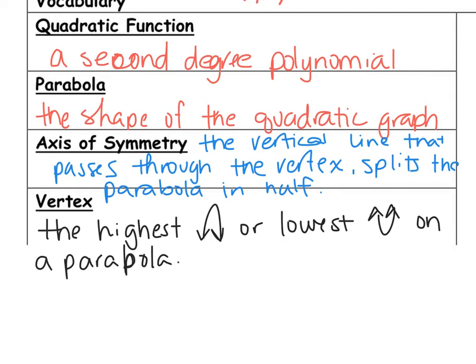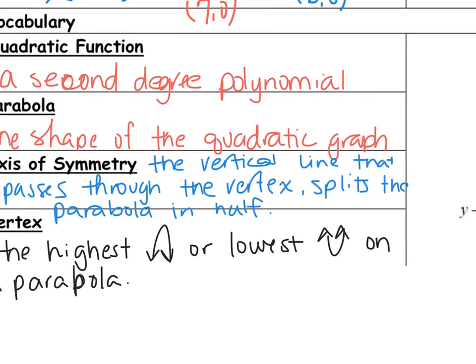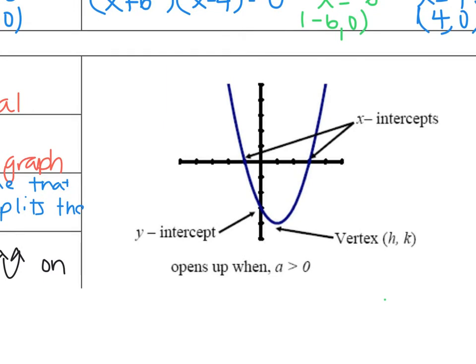Okay, so let's go back over to this diagram again. Here is our vertex, and we're going to use the variables h and k for our vertex, and you'll see why when we do our next set of notes. The parabola opens up when the coefficient of a is positive, and it will open downward when the coefficient of a is negative, because that gives us a reflection over the x-axis. Our x-intercept is where it crosses the x-axis, and our y-intercept is our constant, and that is where it crosses the y-axis.